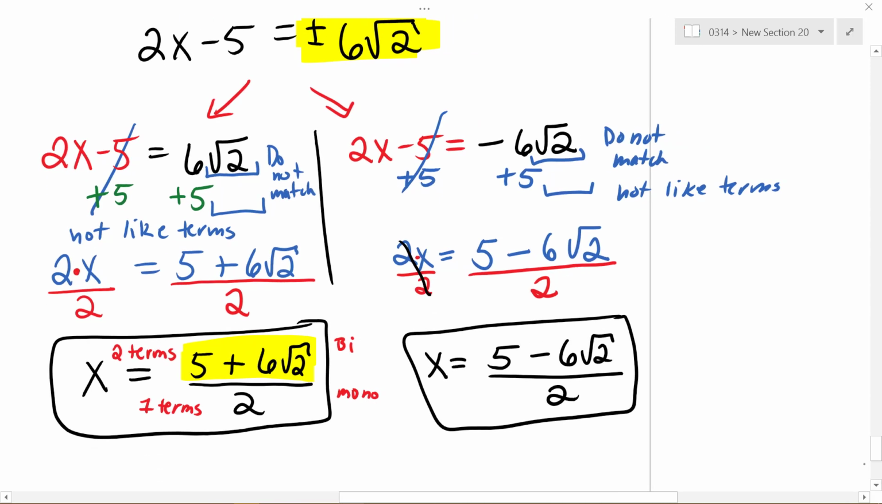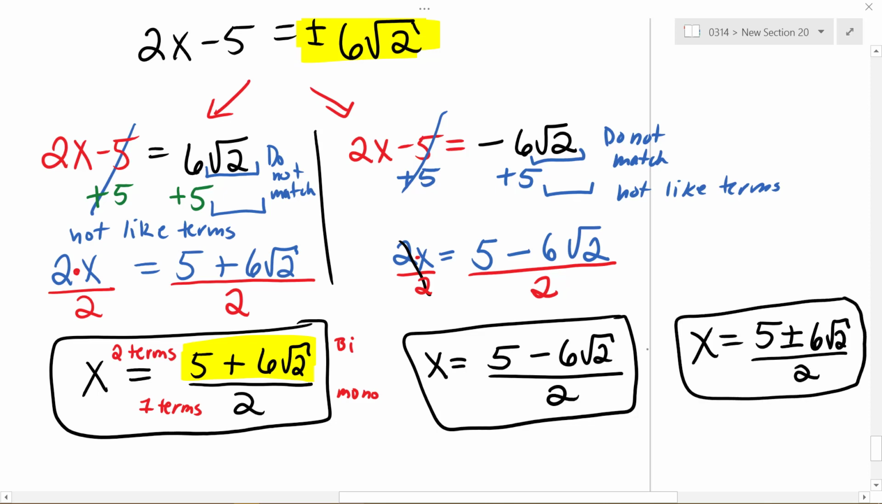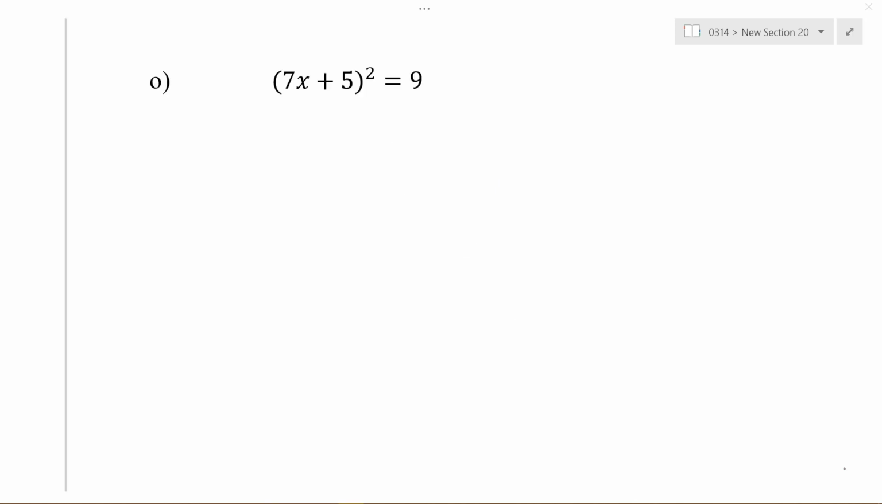Okay, and I know there's someone wondering, would I be allowed to write my answer as positive 5 plus or minus 6 times the square root of 2 all over 2? And the answer is yes, absolutely. So if you want to write it the shortcut way, instead of writing it as those two separate answers, using the plus and minus for the shortcut, that's perfectly fine. So either the two separate answers, or you can combine them into one using that shortcut with a stacked plus or minus. Alright, this brings us to our final example for our square root method.